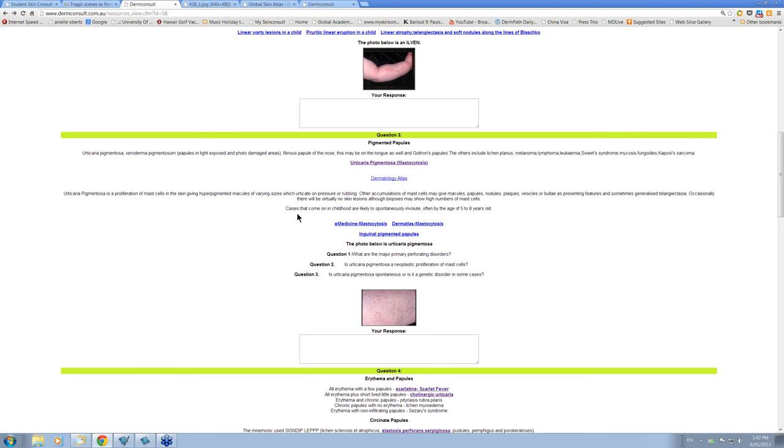And they need to ask for this, they need special stains as well. What have we said about urticaria pigmentosa? Cases that come on in childhood are likely to spontaneously involute. Yeah, most of them do. Generally by the age of 10, the orangey brown lesions of urticaria pigmentosa will involute and disappear.